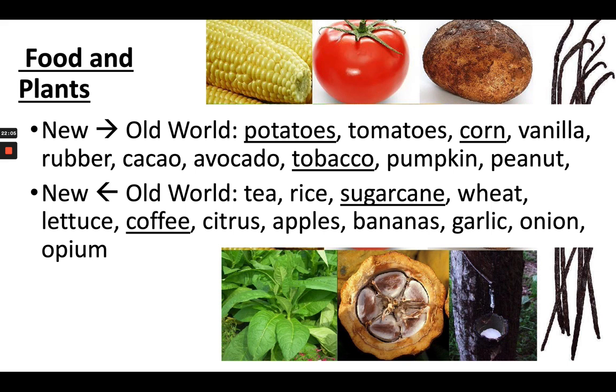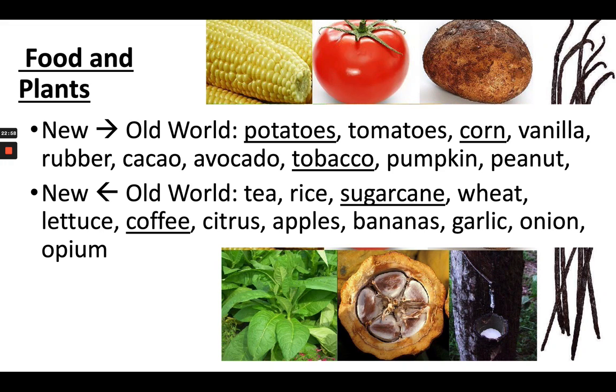So let's see, do I have a slide with this? Yeah. From the New World, you have potatoes, tomatoes, corn, vanilla, rubber, cacao, avocados, tobacco, pumpkins, peanuts, cashews. And the arrival of these crops in the European and Afro-Eurasian systems will cause a massive population boom after 1700 because these crops grow so effectively around the world. They have denser calories and it will increase the carrying capacity of the land.